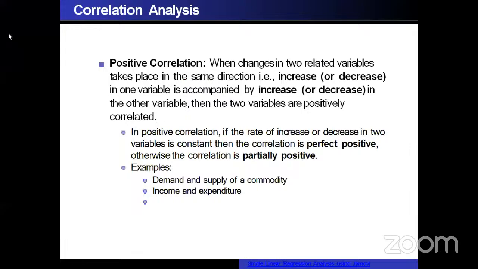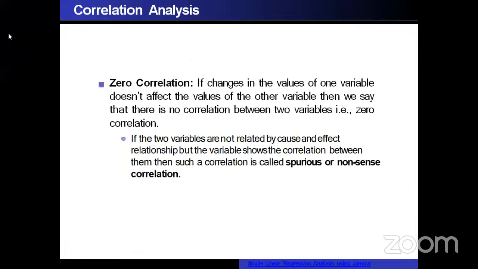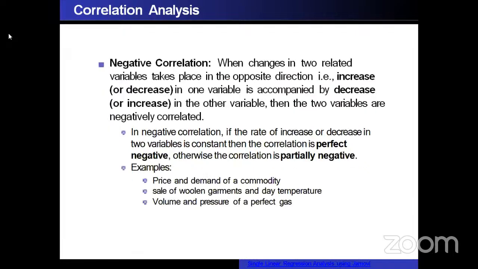So we have two types of correlation: positive correlation and negative correlation, and the other one is zero correlation. Negative correlation is when changes in the two related variables take place in opposite directions. An increase in one variable is accompanied by a decrease in the other. In negative correlation, if the rate of increase or decrease in the two variables is constant, then the correlation is perfect negative. Otherwise, the correlation is partially negative.